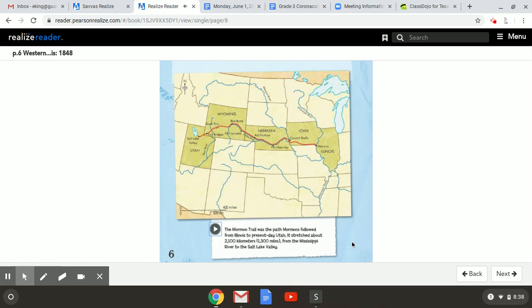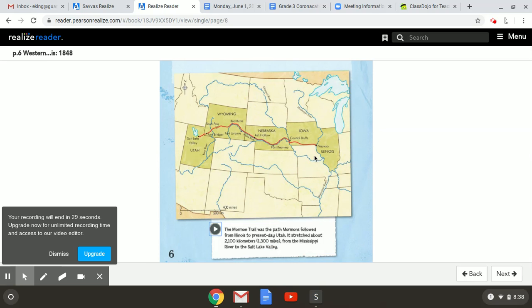So I bet you guys can imagine how crazy it was traveling 1,300 miles to get from Western Illinois all the way to what is now Utah. Back then, all this land was undiscovered. It was just wilderness. But today, it equates to 1,300 miles, which is crazy.